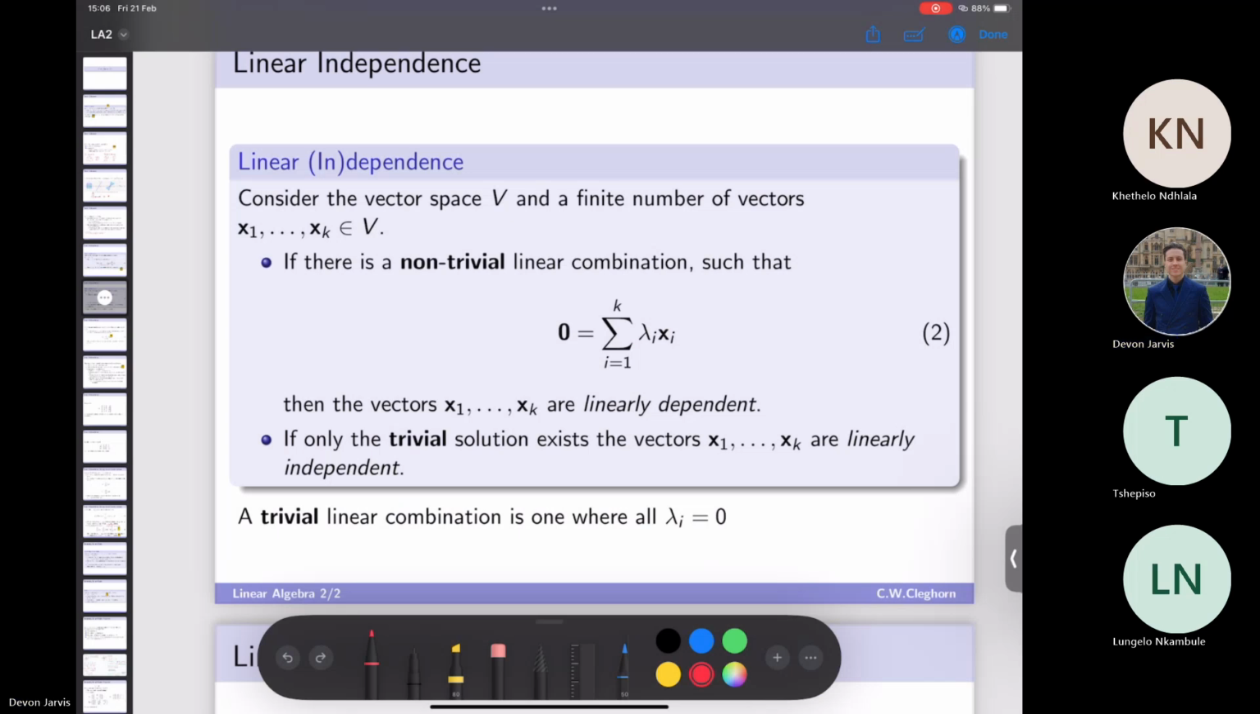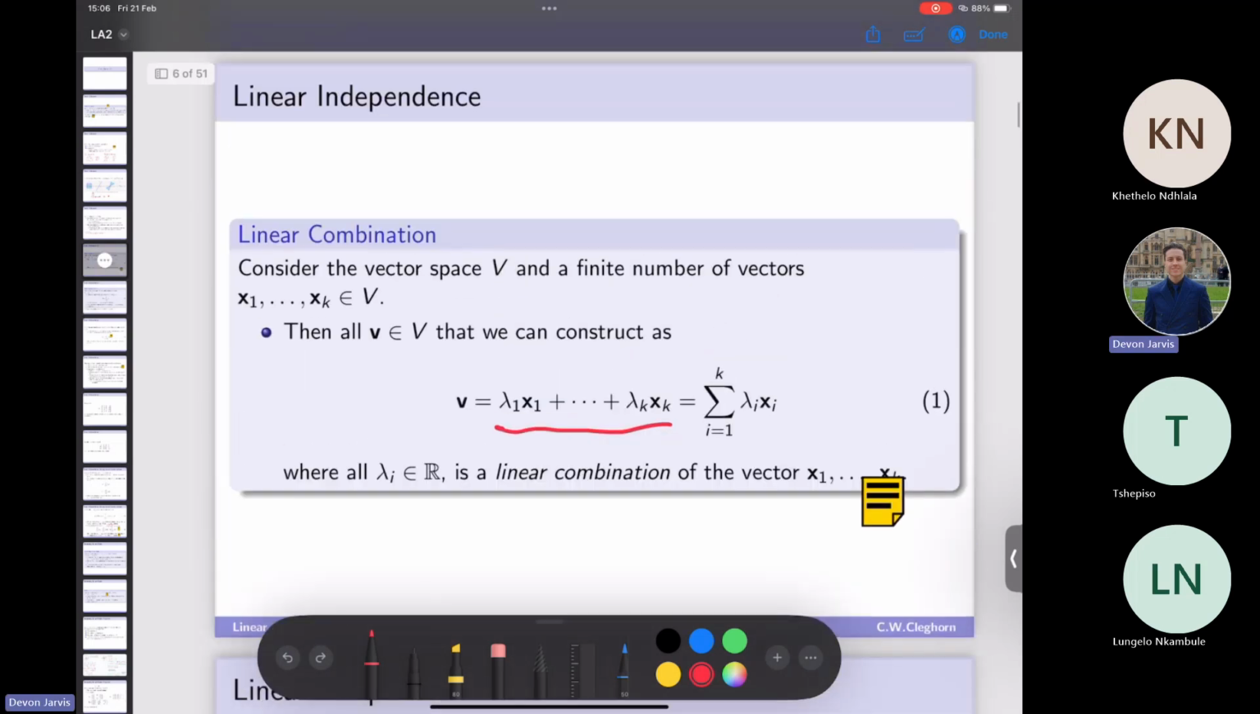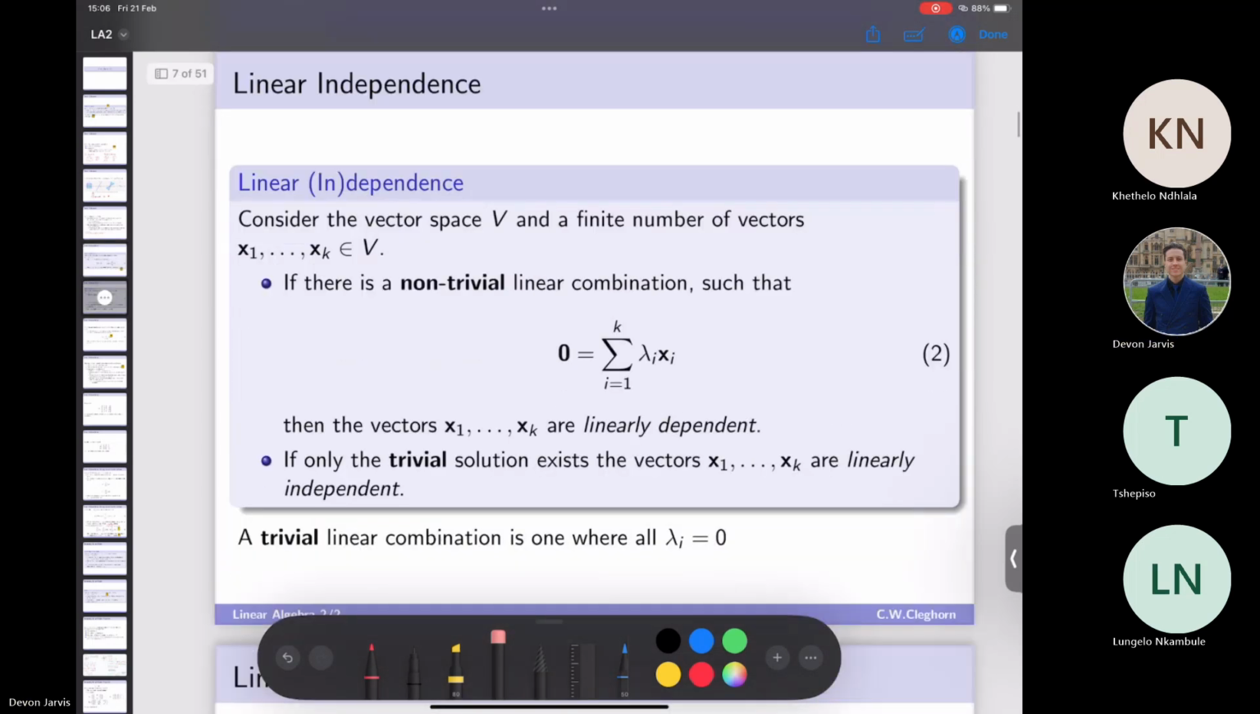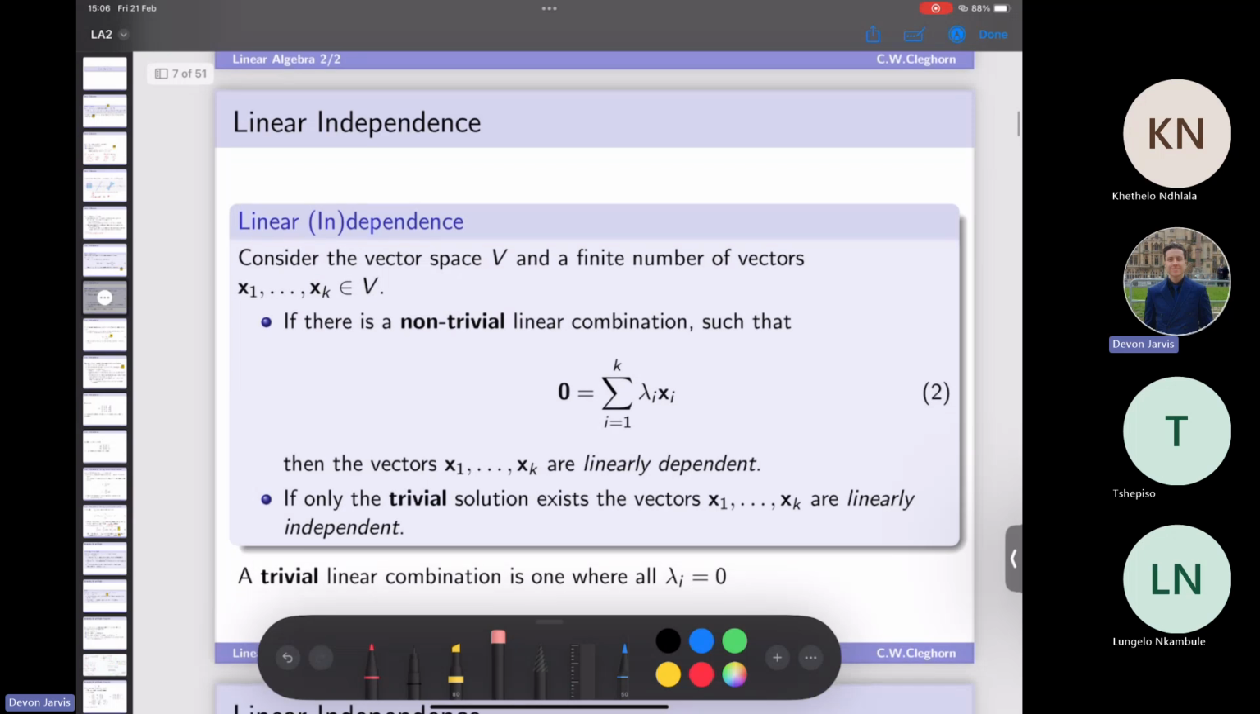All right. Okay. And let's clean this up. If there is only the trivial solution to construct a zero out of that finite set of vectors from B, then that set is linearly independent. Okay, I think that's an old definition.